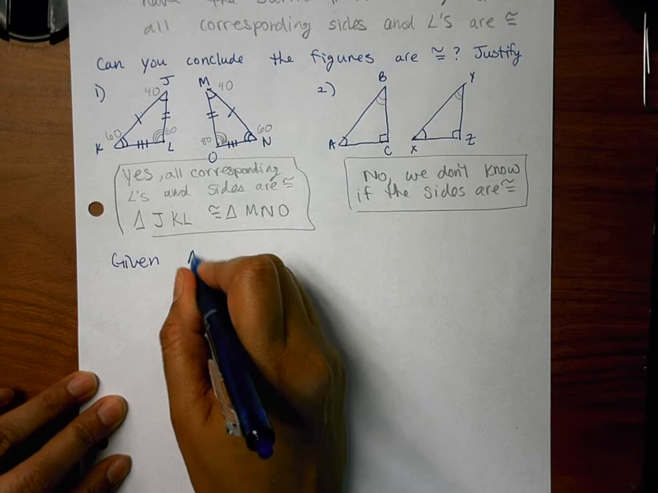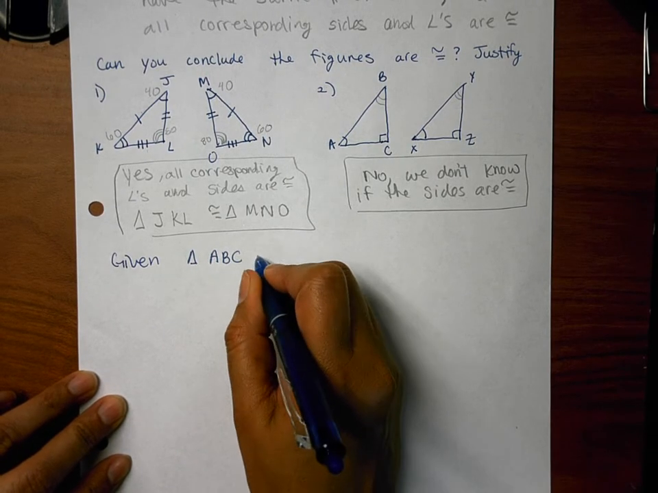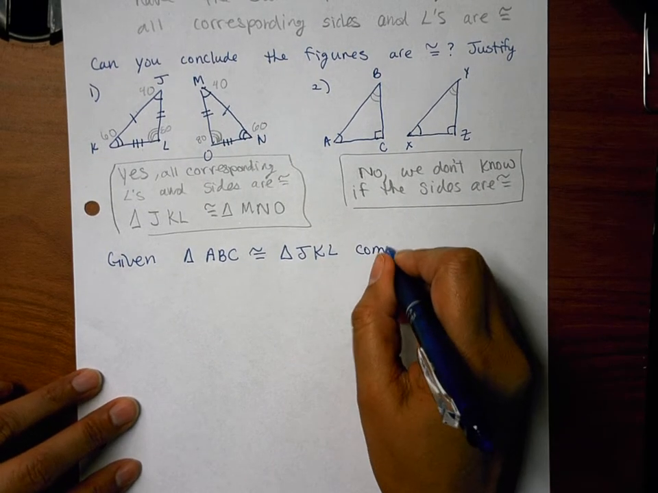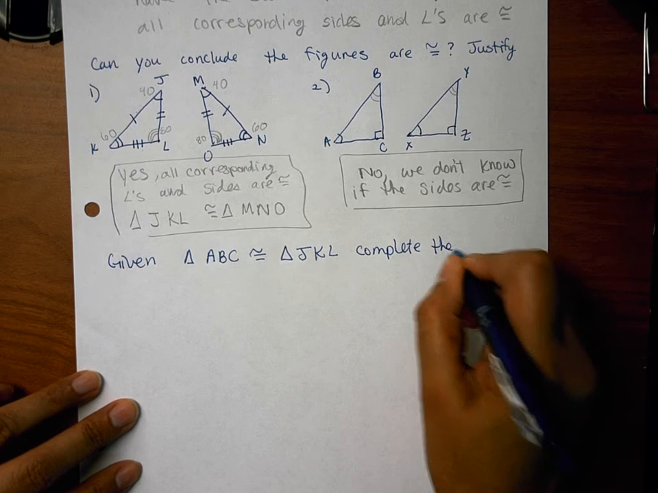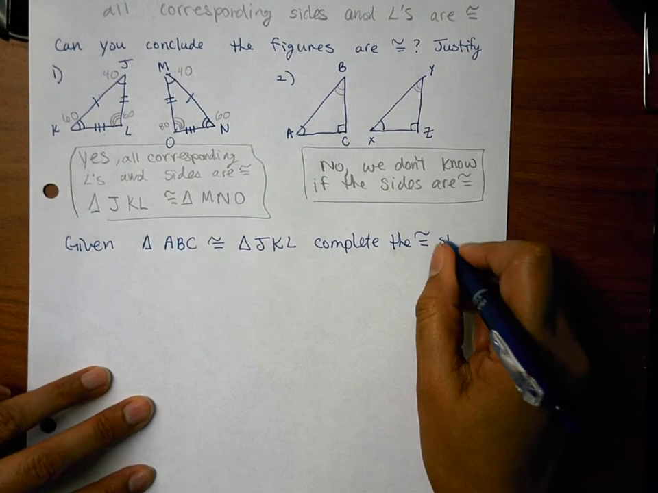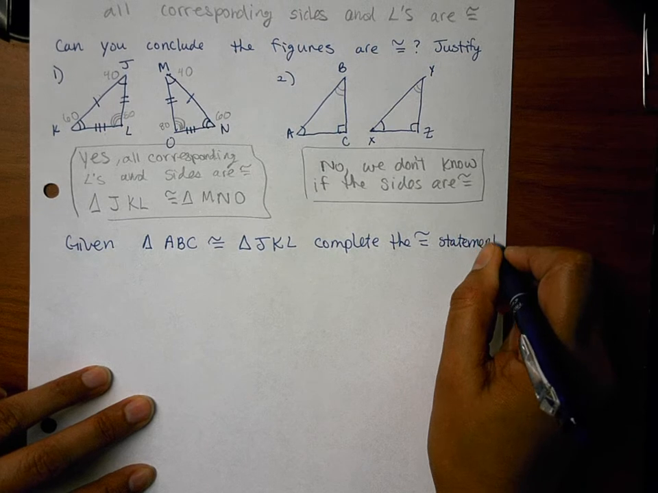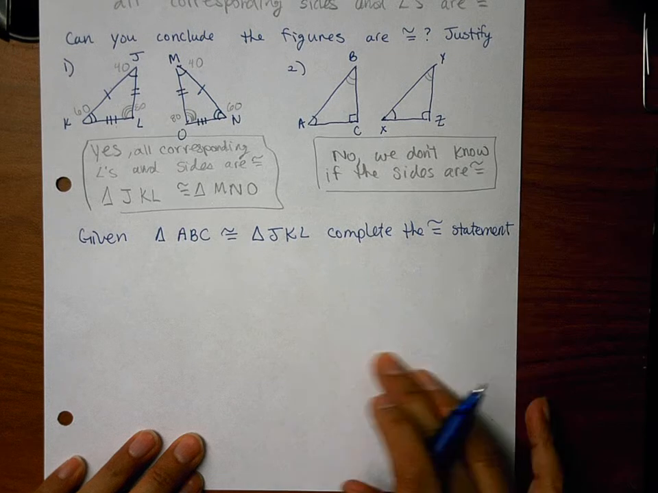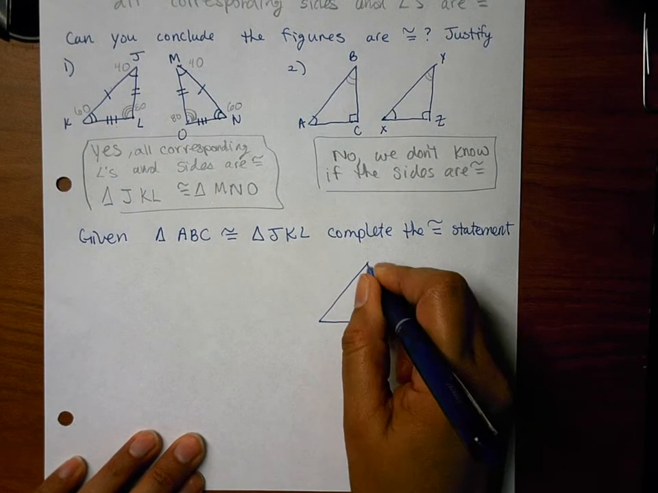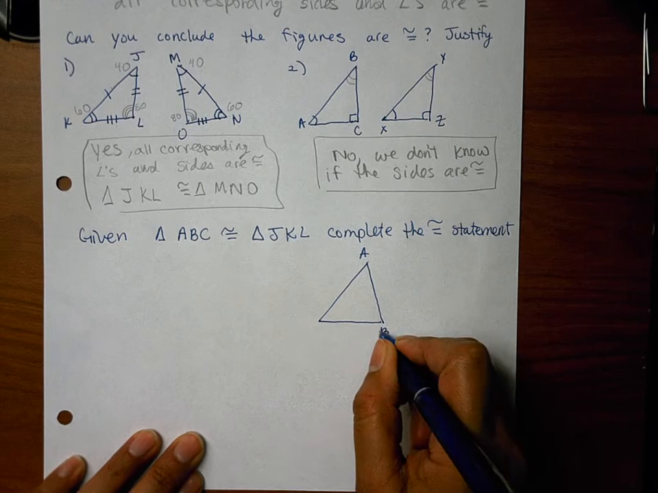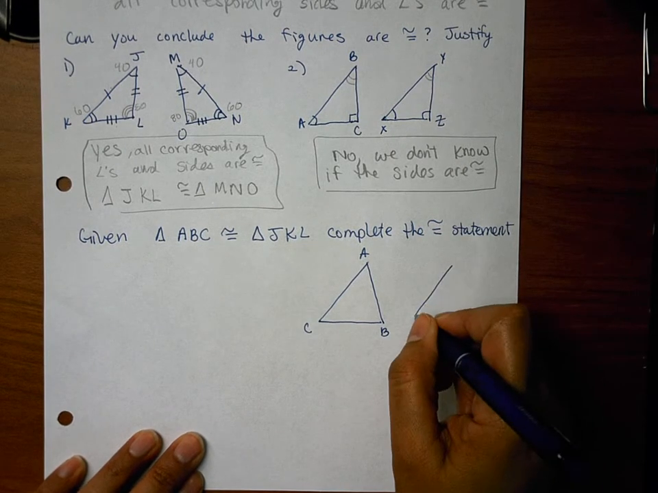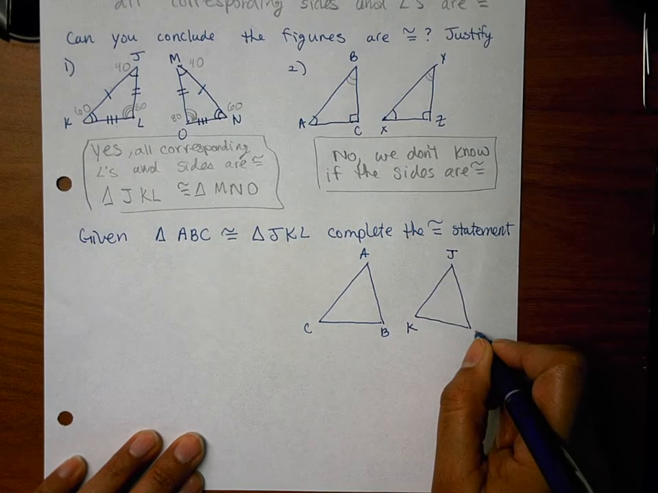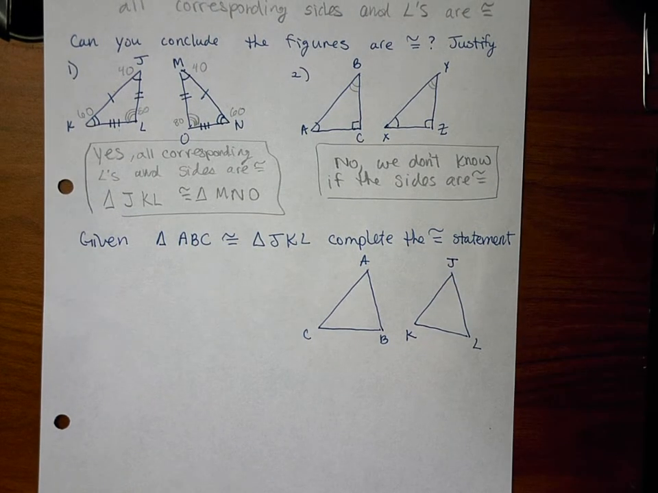Okay, next piece. Given triangle ABC is congruent to triangle JKL, complete the congruent statement. All right, I'm going to give you the picture right here. I'm going to draw two triangles. I'm going to call this one A, B, C. And this one J, K, L.